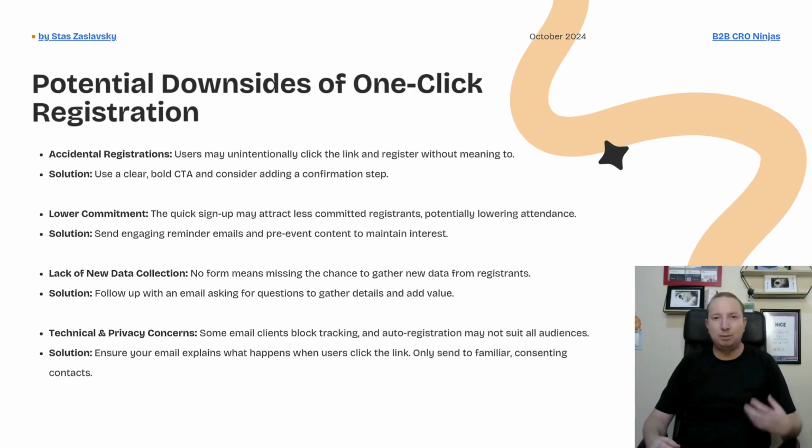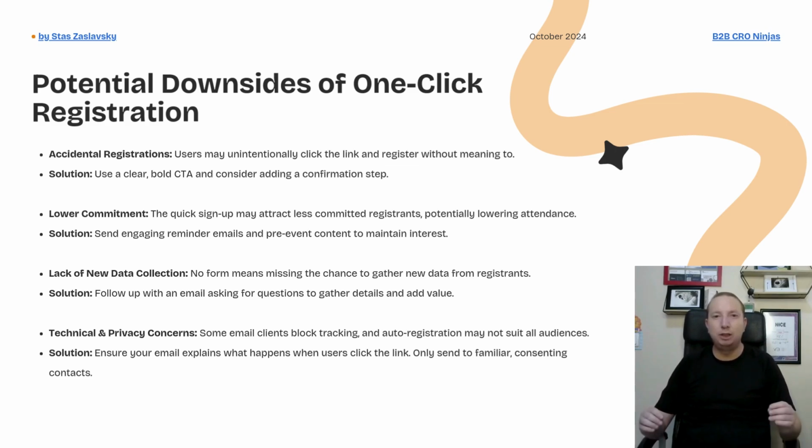But of course, there are some downsides to keep in mind, and it's important to weigh these against the benefits. One potential risk is accidental clicks, where someone unintentionally registers by clicking the link. To mitigate this, make your CTA bold and clear. There's also a risk of lower commitment, where users might register without fully intending to attend since it requires less effort. You can address this with follow-up emails and reminders that re-engage and confirm their interest.